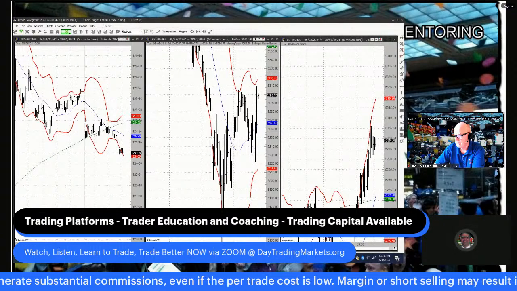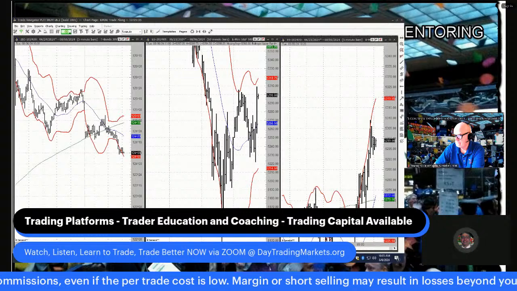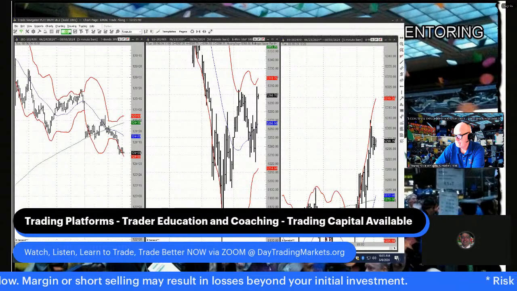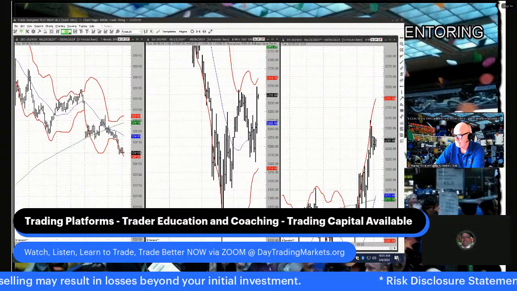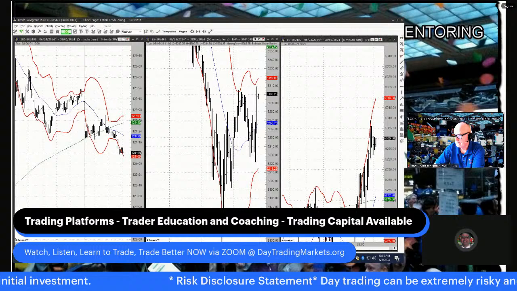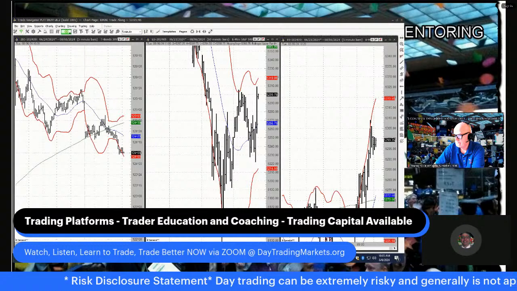More support down at 55. We get below the 53 area, we could rotate lower. And just be patient, pick your spots, and trade them smaller, and make sure you keep your stops in place. Get back here in a bit.